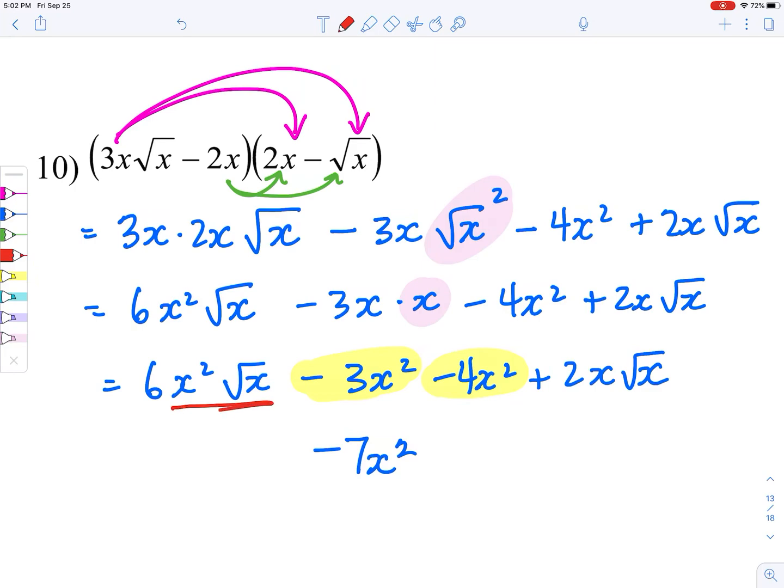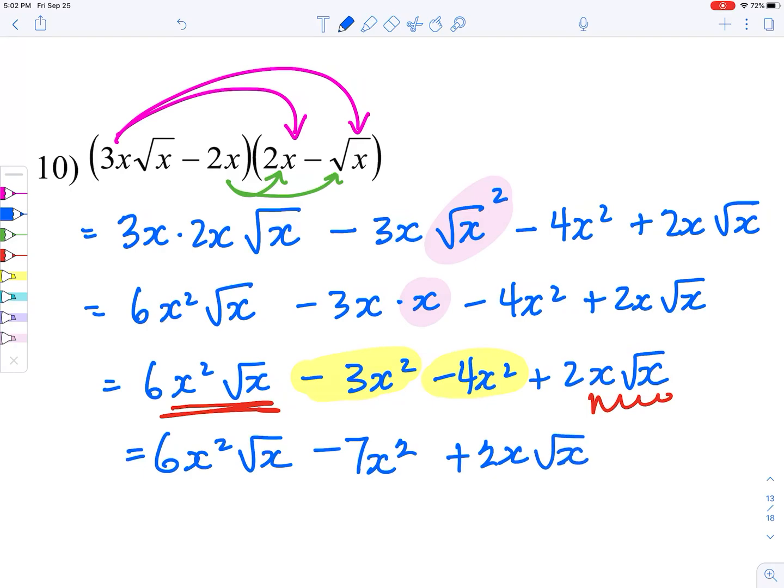Right here I've got x square root x, and then I've got x root x. Those don't match. And because they don't match, we can't combine them as like terms, so we keep them separate. So 6x squared root x stays there, plus 2x root x.